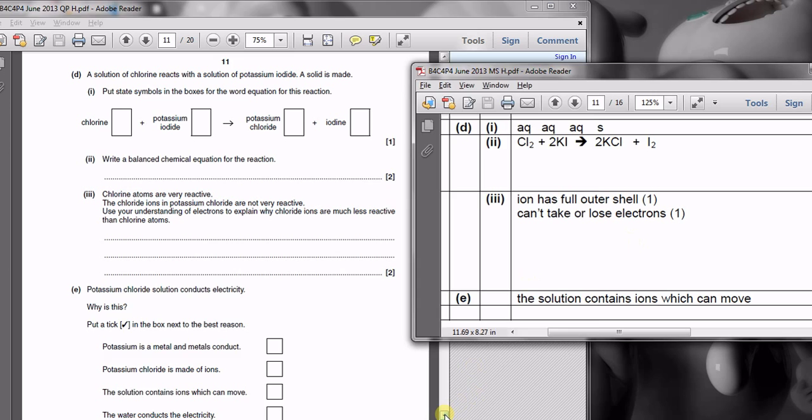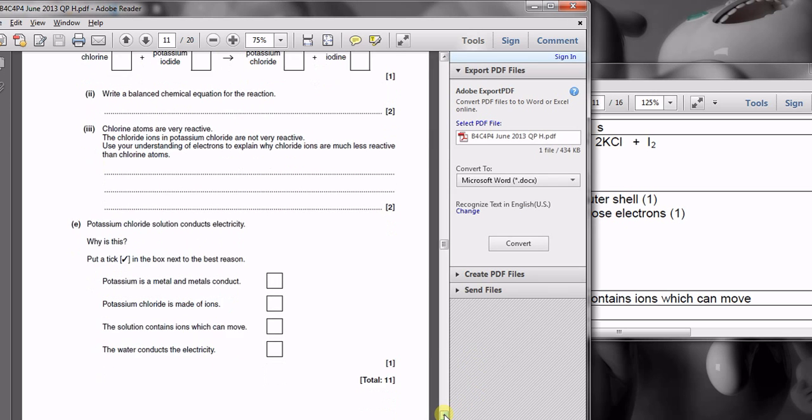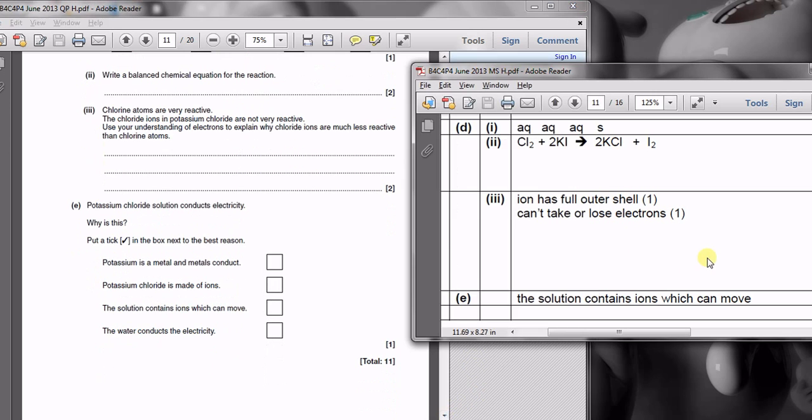Okay, so the last little bit of the question, section E. It asks you why potassium chloride solution conducts electricity, and you've got to put a tick in the box next to the best reason. So let's discount the ones that are either incorrect or talking about the wrong thing, and hopefully that will leave us with the correct answer.